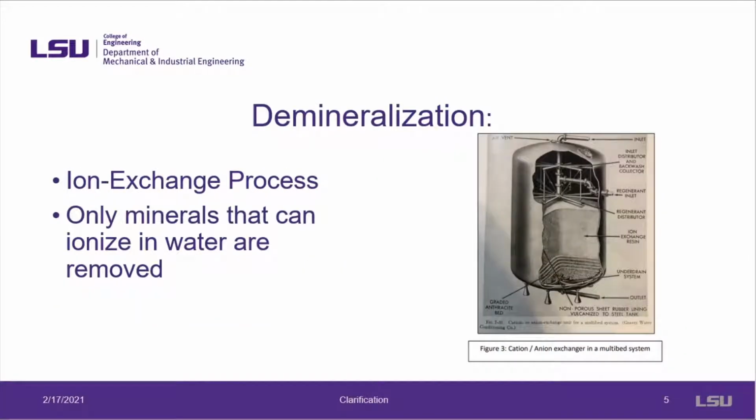After the clarifier, the water is sent to a series of one or more cation and anion exchange units. The exchange units allow for the demineralization of the water. Demineralization is an ion exchange process aimed at obtaining water that is practically free of dissolved salts. Only minerals that can ionize in water will be removed by demineralization.